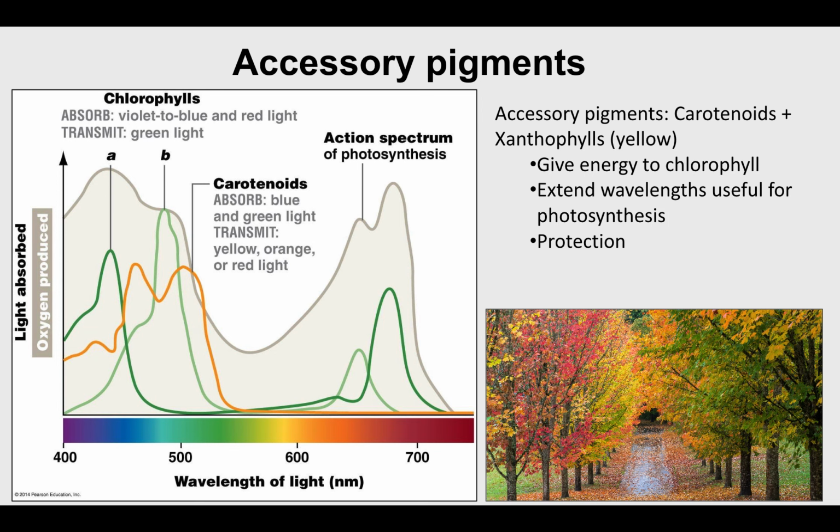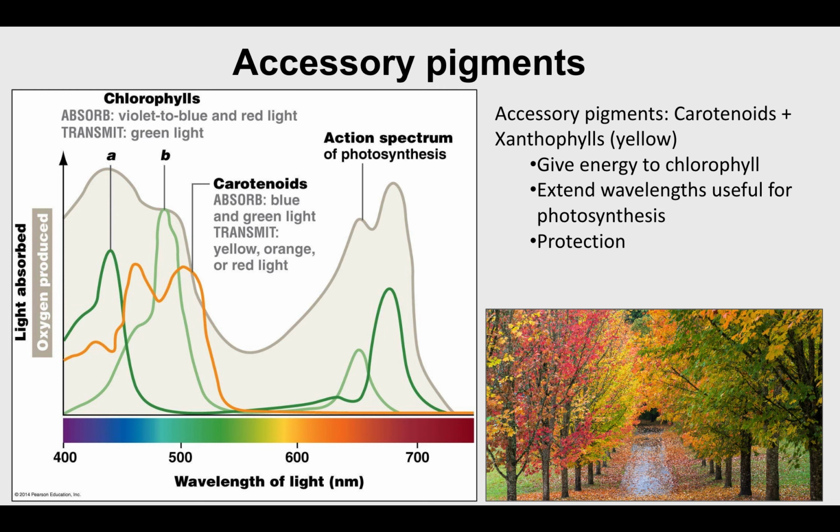All right, so you saw in that antenna complex, I mentioned there was beta carotene. It's a different pigment. There are more pigments out there than just chlorophyll. There are a ton of pigments out there. We often call them accessory pigments. So they're pigments that can aid in photosynthesis, but they can do many other things as well. They can give their energy to chlorophyll. So for example, beta carotene here.